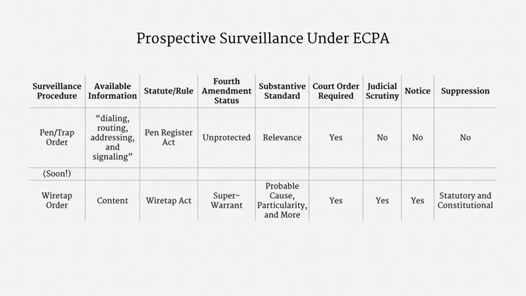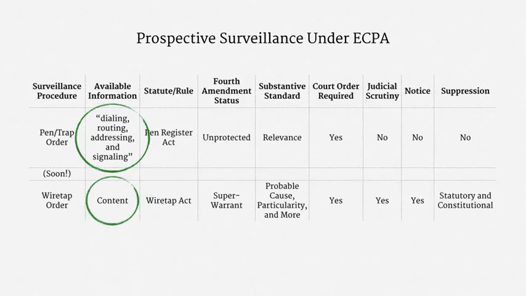Here's the table of prospective surveillance orders that we've already studied. Recall that there are 2 basic prospective orders, a pen trap order and a wiretap order. A pen trap order has near rock bottom requirements, while a wiretap order has more requirements than even a warrant. The distinction in when they can be used is that a pen trap order covers dialing, routing, addressing, and signaling, often called DRAS. A wiretap order covers the content of communication.